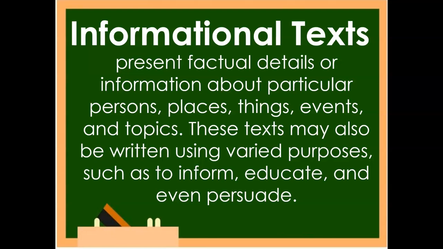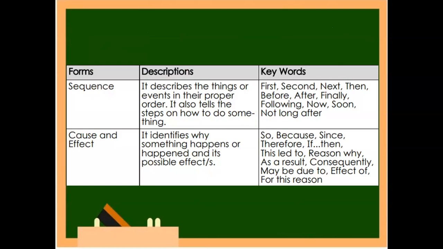Next topic is informational text. It presents factual details or information about particular persons, places, things, events, and topics. This text may also be written for varied purposes such as to inform, educate, and even persuade. So these are some forms of informational text. Sometimes it is sequence.